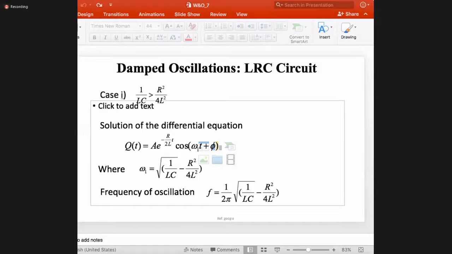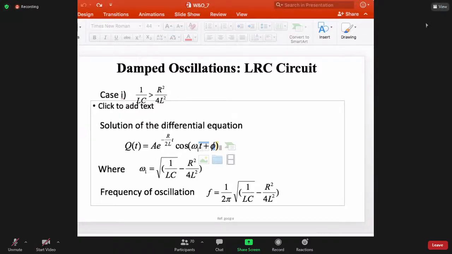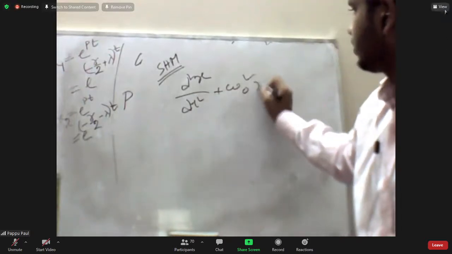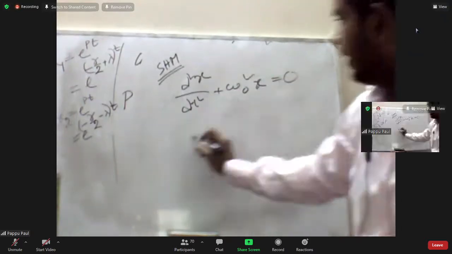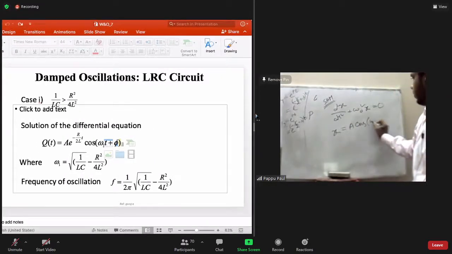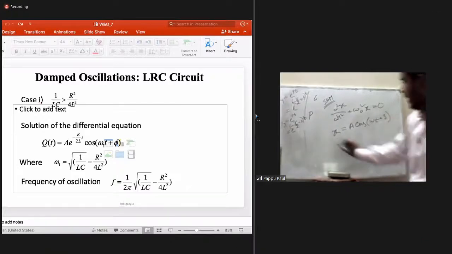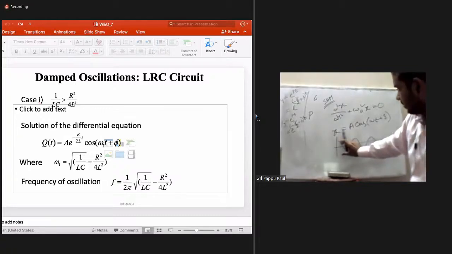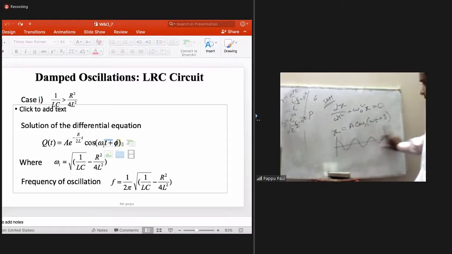Without this damping factor, in the case of simple harmonic motion, what is the equation? d squared x by dt squared plus omega naught square x equals 0, and the solution was x equals A cos omega t plus delta, right? And our graph was like this. So there was no damping. The amplitude remains constant throughout the time frame.